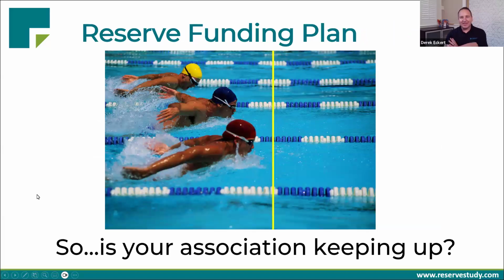And so I know the Olympics just finished up, the Winter Olympics, but we have a Summer Olympics on screen here. And that yellow line represents the pace line. What the pace line represents is deterioration at your association. The swimmers are swimming and trying to keep up with that pace line. What that pace line represents in this slide is the deterioration of all the components, right? You want to try to keep up with that pace line to make sure that you're on target and you have the funds available to take care of the projects when they come due.